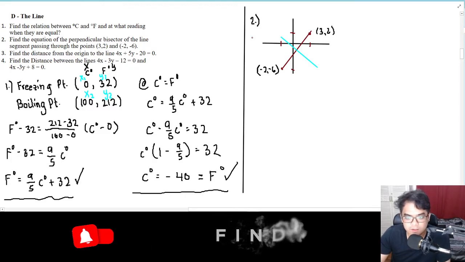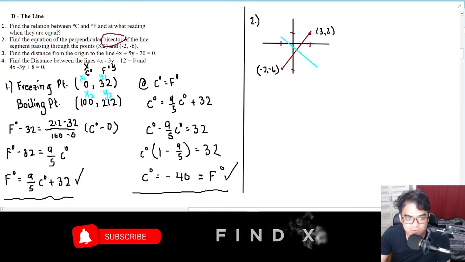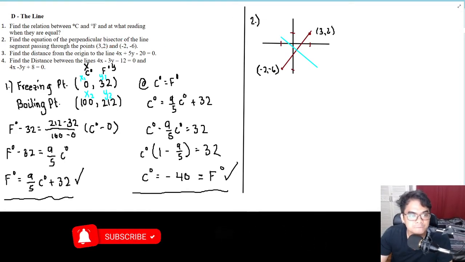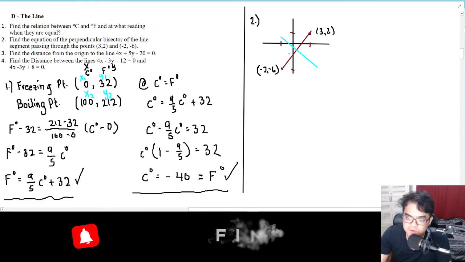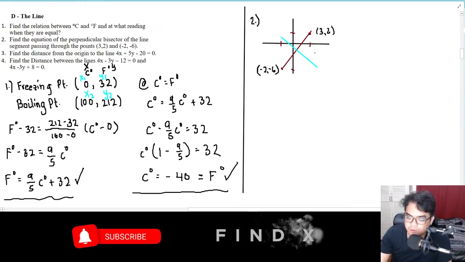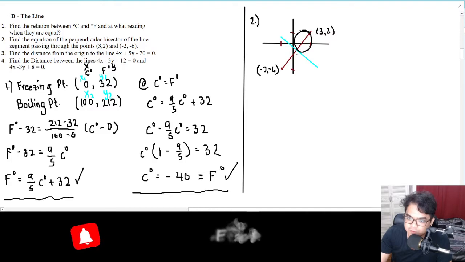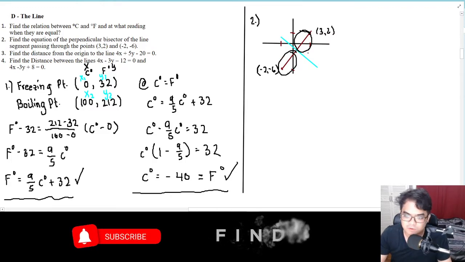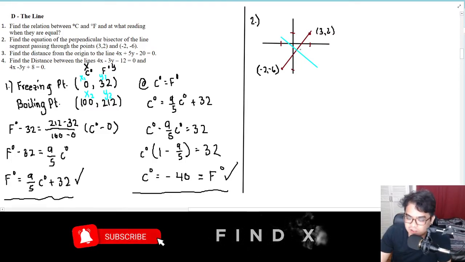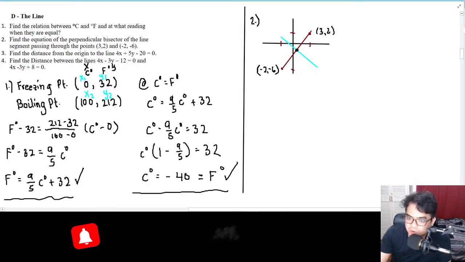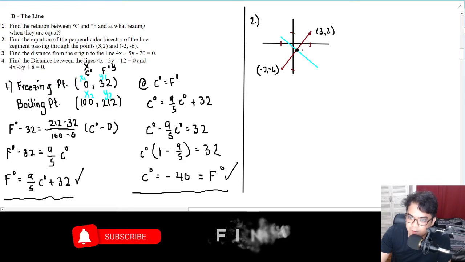Another thing is, it says here bisector. When you say bisector, that means it divides the line or anything into two equal parts. Therefore, if this is equal, how long is this one? That will be the same length as this one. Therefore, for the perpendicular bisector, this point or their intersection will be your midpoint.